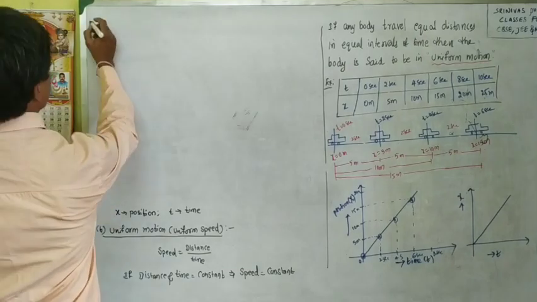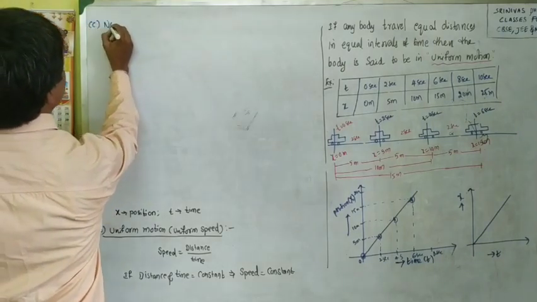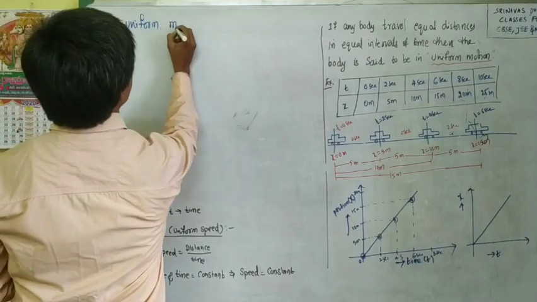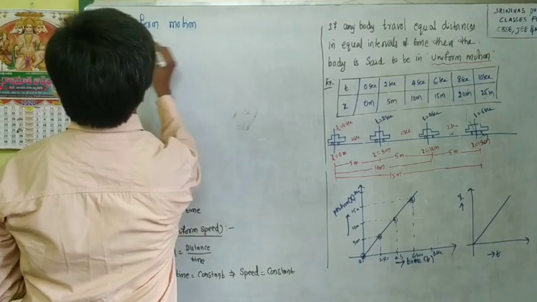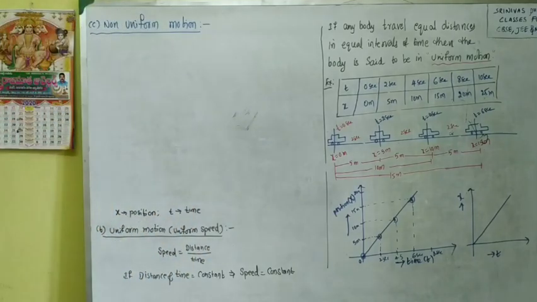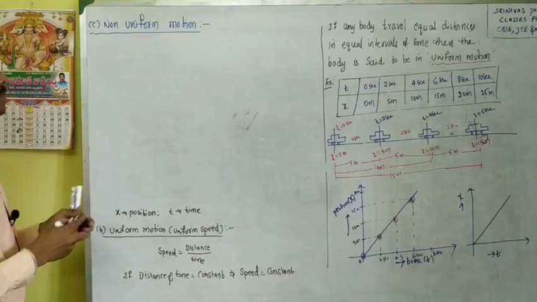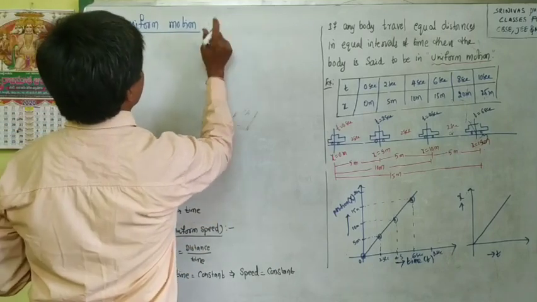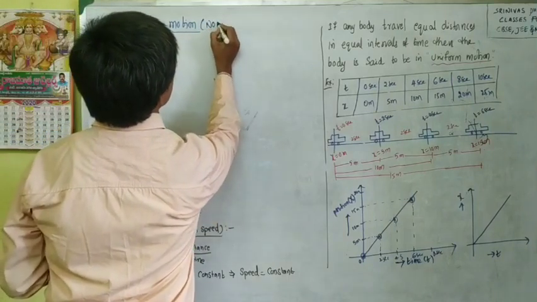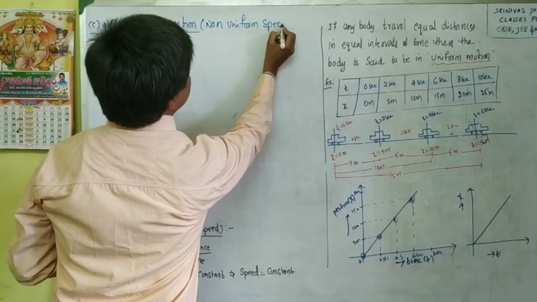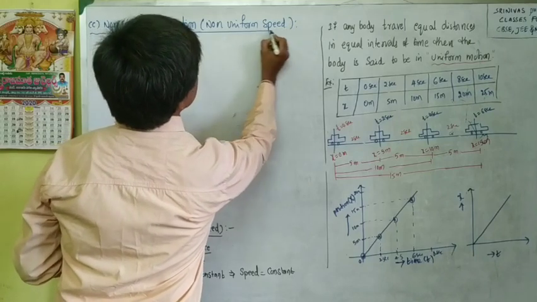Now first, non-uniform motion. In non-uniform motion, we will get a graph like this. And what is non-uniform motion or non-uniform speed? First we have to define non-uniform speed. Uniform means the speed is constant. Non-uniform means the speed changes.